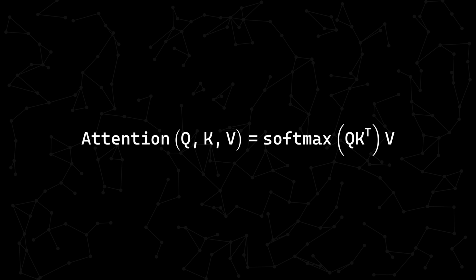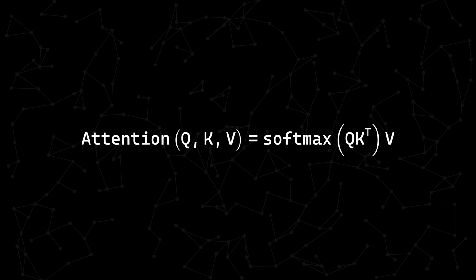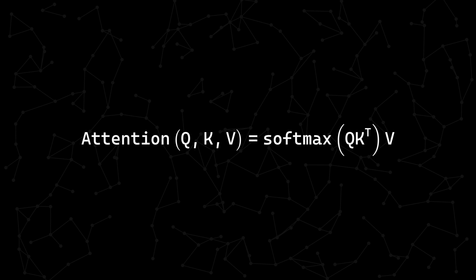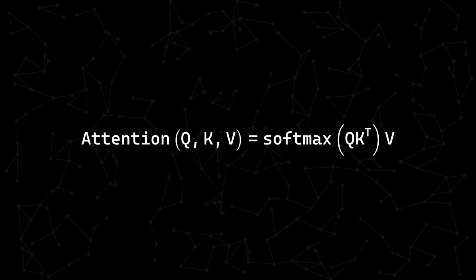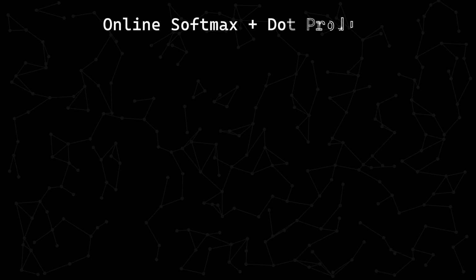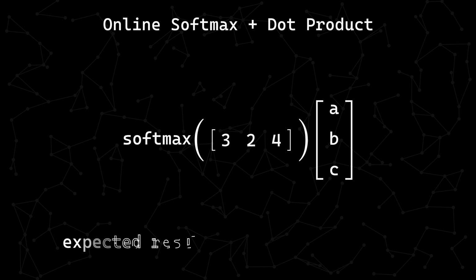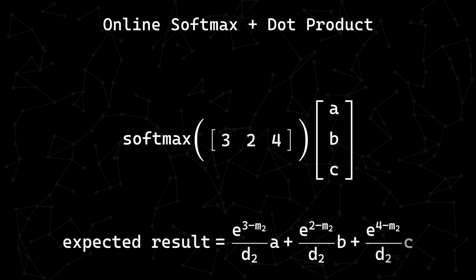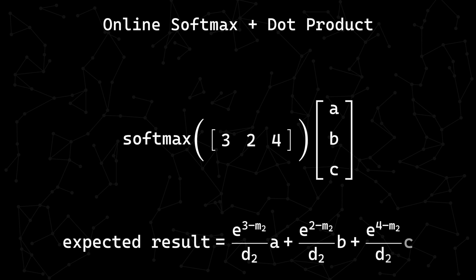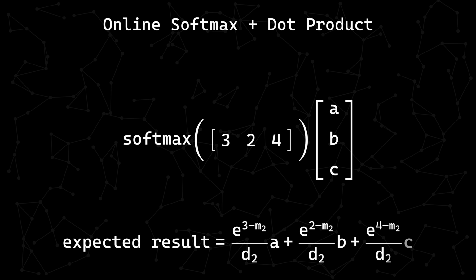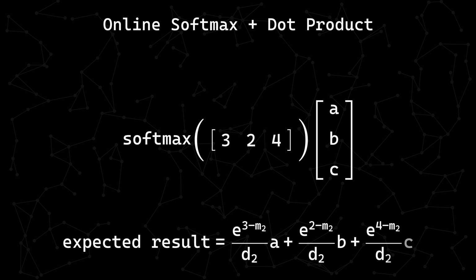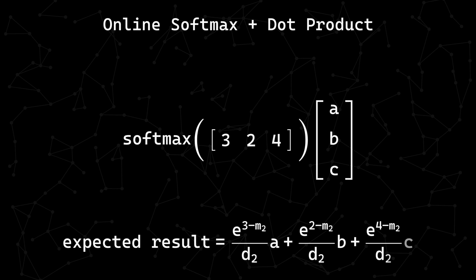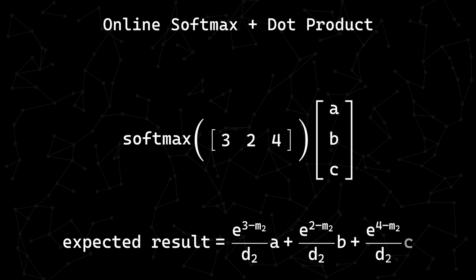Looking back at the equation for attention, the next operation after the softmax is a matmul with the V matrix. Let's get started. For simplicity, let's take a single row that we want to perform the online softmax on, and a single column from the V matrix that we want to dot product the result of the softmax with. We can see our expected result at the bottom. Again, I've left the equation expanded, but in reality, this value would be a singular floating point number.